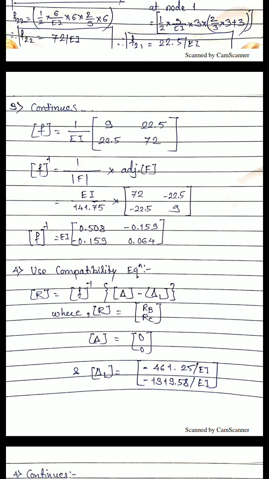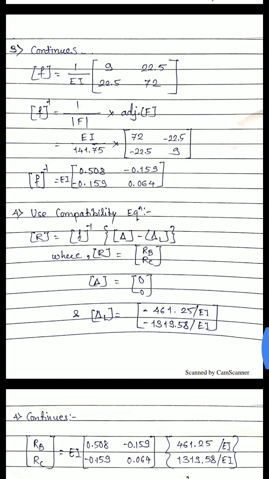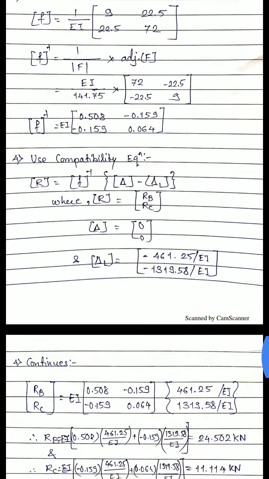Where R is your redundant matrix, we have chosen two redundants, that is RB and RC. So this will be a columnar matrix. Next one is the delta matrix. Delta is your displacement matrix, which is called the given displacement matrix. There is no displacement given in the problem itself. That means there is no settlement given in the problem itself. So this will be a null matrix, zero matrix, but it will be a columnar matrix only. And next one is the delta L matrix. We have just calculated in step number 2 what the delta L matrix is. Delta 1L and delta 2L, that is joint displacement due to external loadings. We have just calculated these two values. And the final is F inverse. You have just calculated in step number 3.